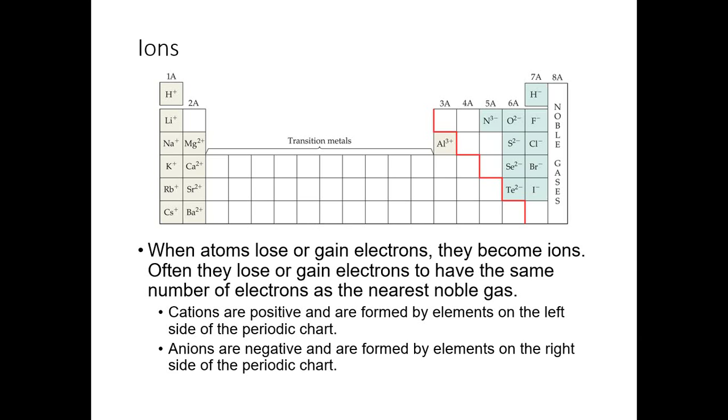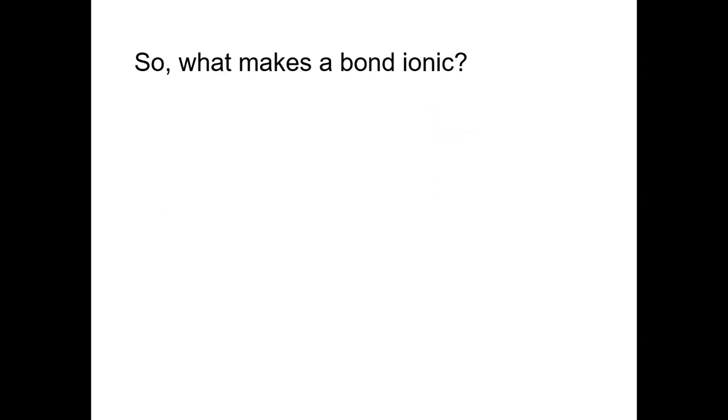And typically, the cations are formed on elements that are on the left side of the periodic table. So you can see right there in 1A and 2A. And then on the right side of the table, we see groups starting at 3A going all the way over to 7A. And they form the negative charges.